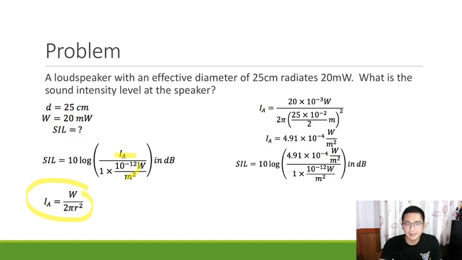And then, yung given sa atin is diameter. Ginawa ko lang siyang radius, dinivide ko sa 2, pero ginawa ko siya in meters. So, 25 times 10 to the negative 2, raised to 2. So, yung IA natin na nakuha is 4.91 times 10 to the negative 4 watts per meter squared. Next is substitute lang natin siya dun sa formula natin. Yung sagot natin is 76.91 dB. So, pa-double check na lang yung answer kasi online calculator lang yung gamit ko, so hindi ako sigurado with the answers.